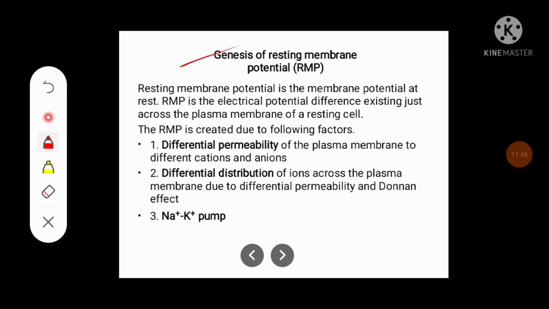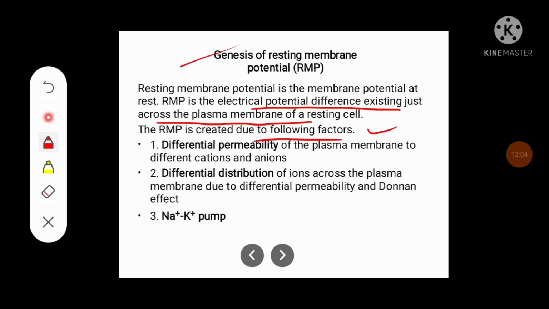Genesis of resting membrane potential. Resting membrane potential is the membrane potential at rest. So, resting membrane potential is the electrical potential difference existing just across the plasma membrane of a resting cell. So RMP is created due to the following factors.